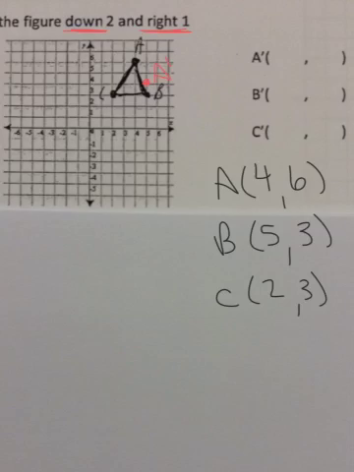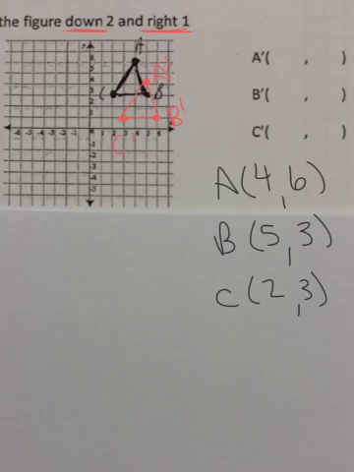And then point B, we're going to do the same thing. So we're going to go down 2, so 1, 2, and then right 1. That's going to put us right here. That was B, so this is B prime. And then the last one we have point C. So down 2, 1, 2, and then right 1. That will put us right here, and that was point C, so this is C prime. So we'll connect. And then notice you have the same shape and the same size. So nothing's changing there.